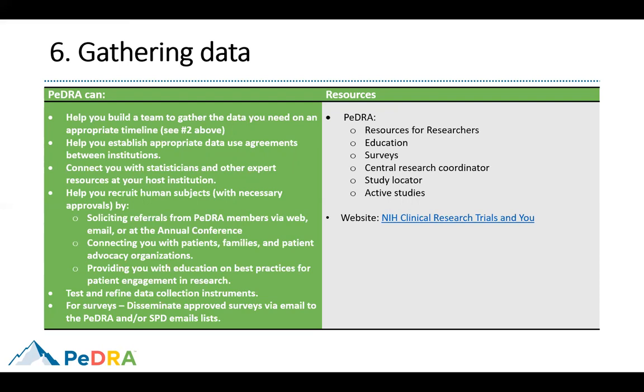We can include survey links in our emails. We can post things to our website. We can post things to social media. We have a process in place, and this is available through the PeDRA research study and survey form, which you would find on the resources for researchers page as well. You can apply to have a survey shared through the SPD and PeDRA membership so the data can come in from that group of people to help your studies move forward.